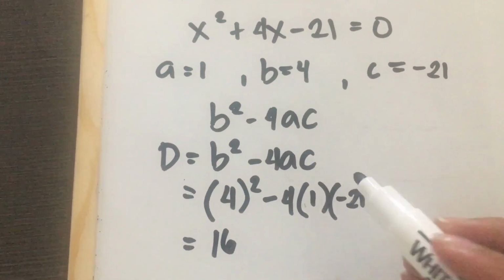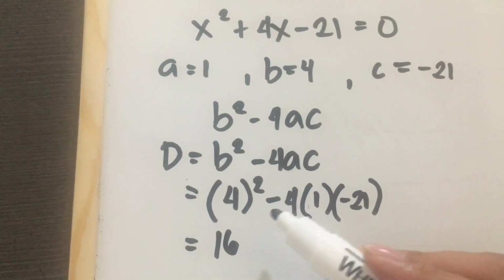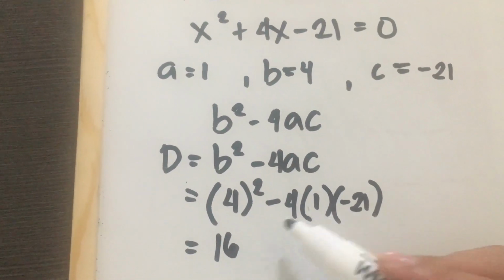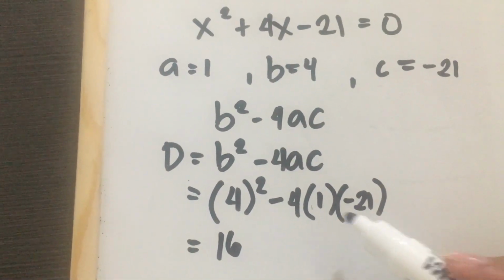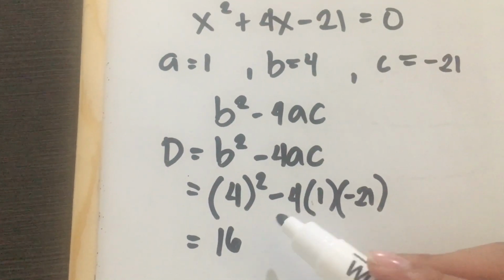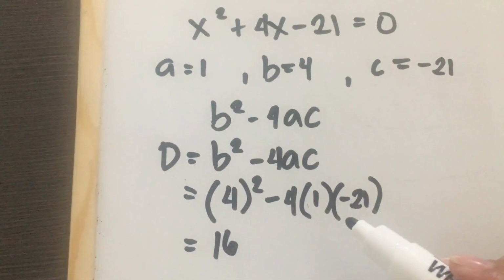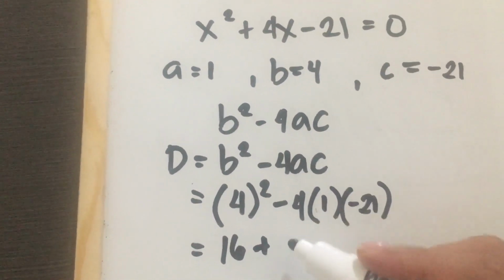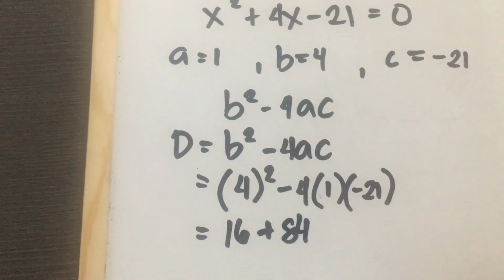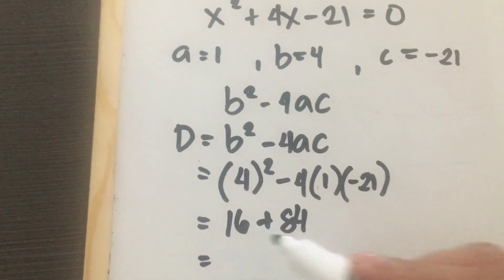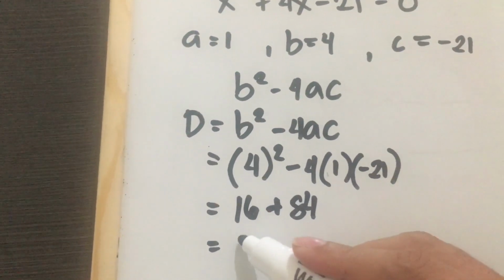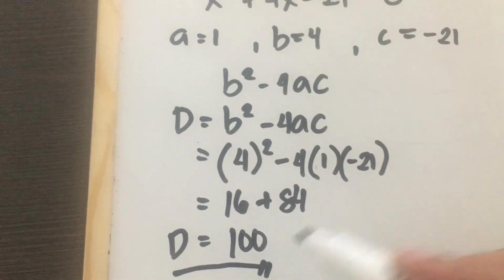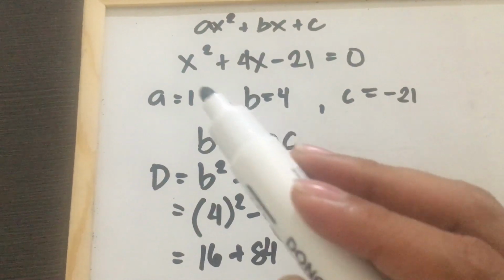Very good. And then we can multiply negative 4 times 1, that is negative 4. Negative 4 times negative 21: negative 4 times 1 is negative 4, and negative 4 times negative 21 is positive, because negative and negative is positive. Yes, 84. So 16 plus 84, the answer is 100. Therefore, our discriminant is equal to 100.